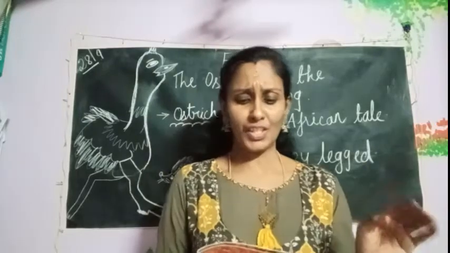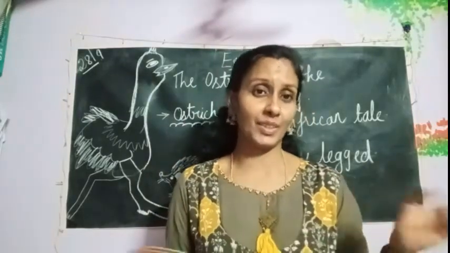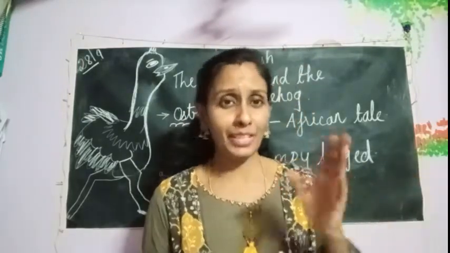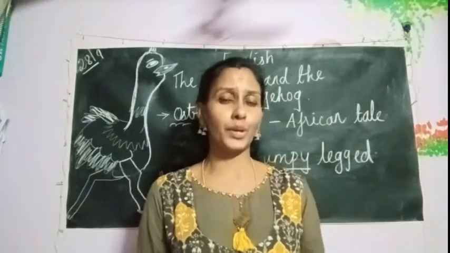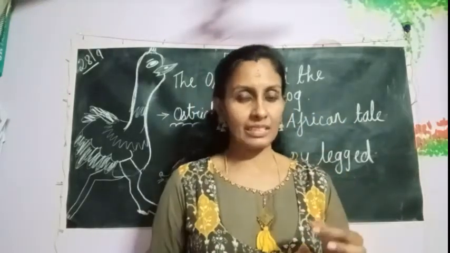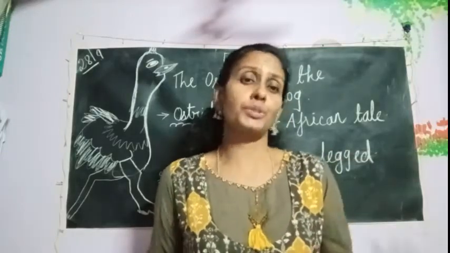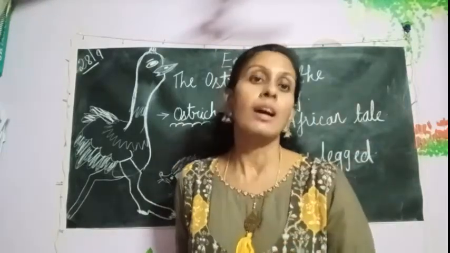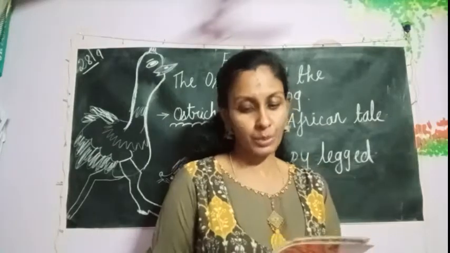"Oh, it's sure to be me," boasted the ostrich. He said, "Even if there is a race, I'm sure that I'm the one who's going to win." Boasted means showing off. The ostrich was showing off, saying that even if we have a race, I know that I'm the one who's going to win.